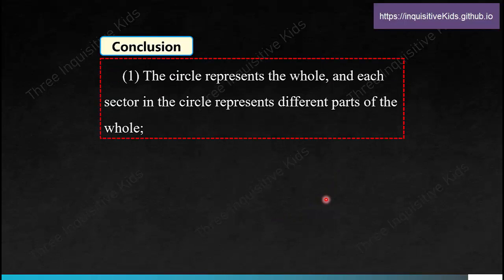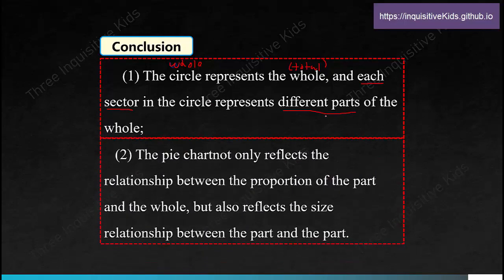So the conclusion about here is the circle represents the whole in each sector. Remember, this is very important. The circle represents the whole. The whole circle represents the whole total, and each sector in the circle represents different parts of the whole. So each sector represents different parts of the whole. The pie chart not only reflects the relationship between the proportion of the part in whole, but also reflects the size relationships between the part and another part.